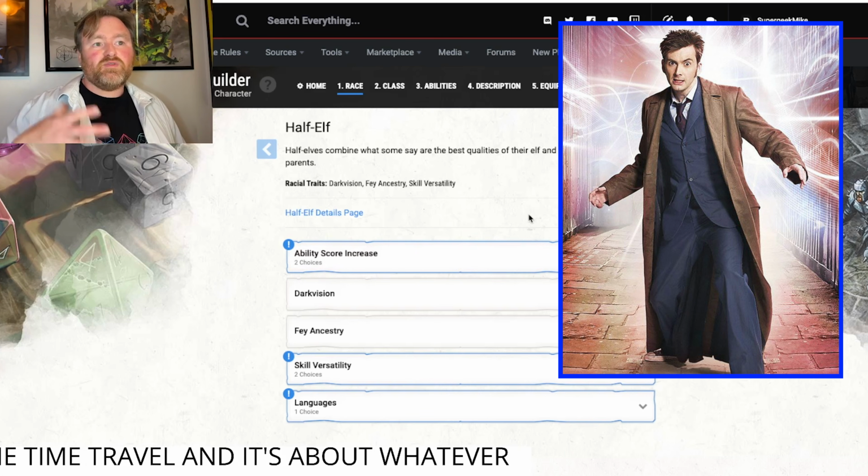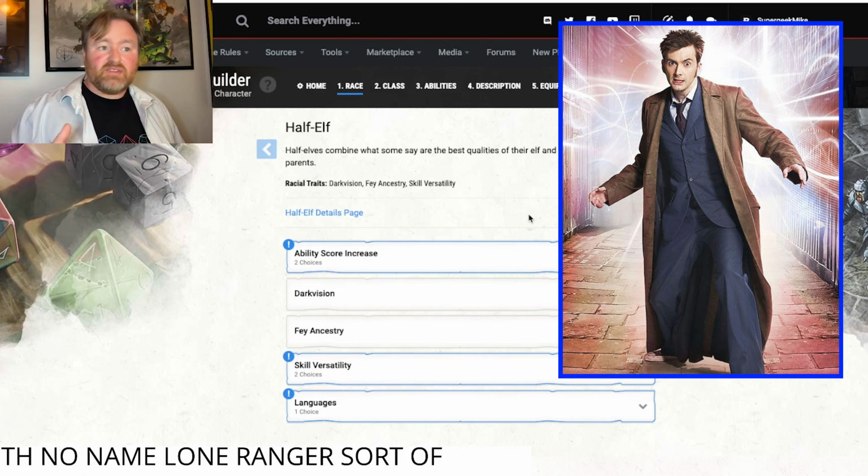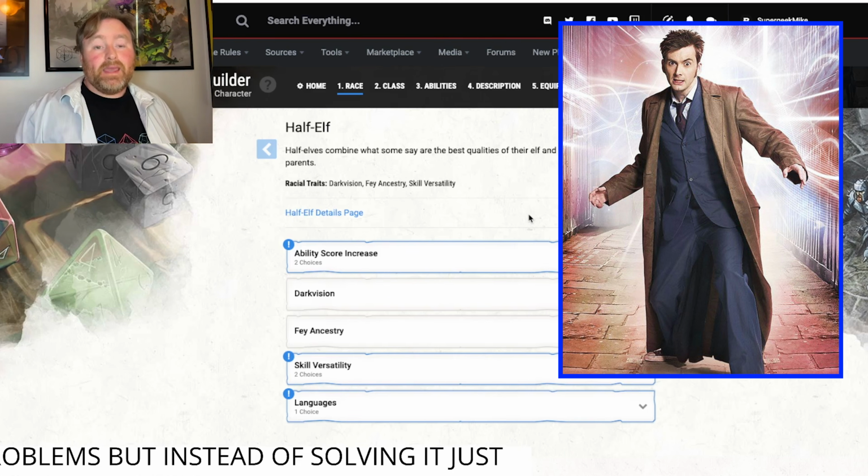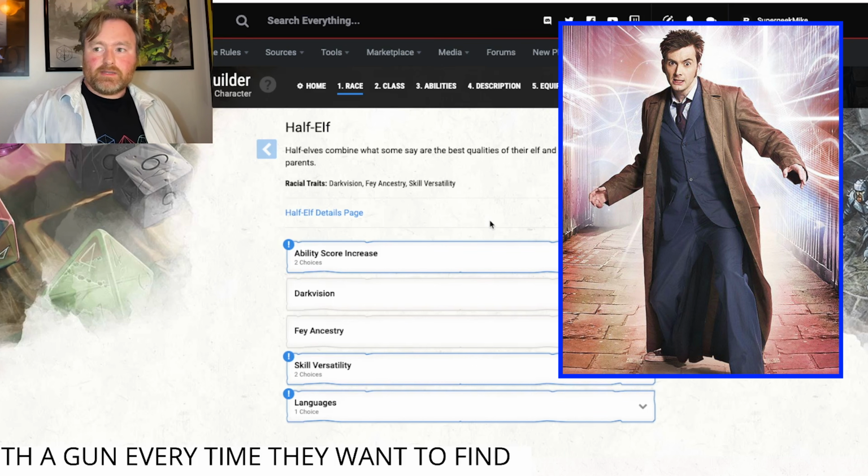But what if you take the sort of man with no name, lone ranger sort of wanderer coming through and solving problems, but instead of solving it just with a gun every time, they want to find peaceful solutions to things. I think that's really interesting.